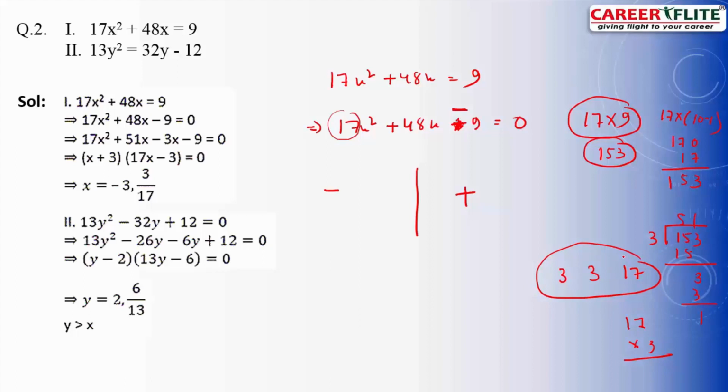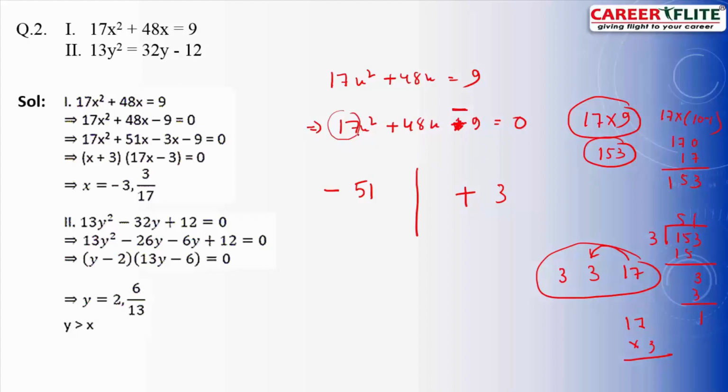Now you must multiply in such a way that the addition gives you 48 and the multiplication gives you 153. So what will be the value? If you multiply 17 into 3, 17 3s are 51. The larger value must be here and the rest is 3. If you add minus 51 minus 3, we will get minus 48. If you multiply 51 into 3, you will get 153. Always look at the values: they must add to get 48 and multiply to get 153.